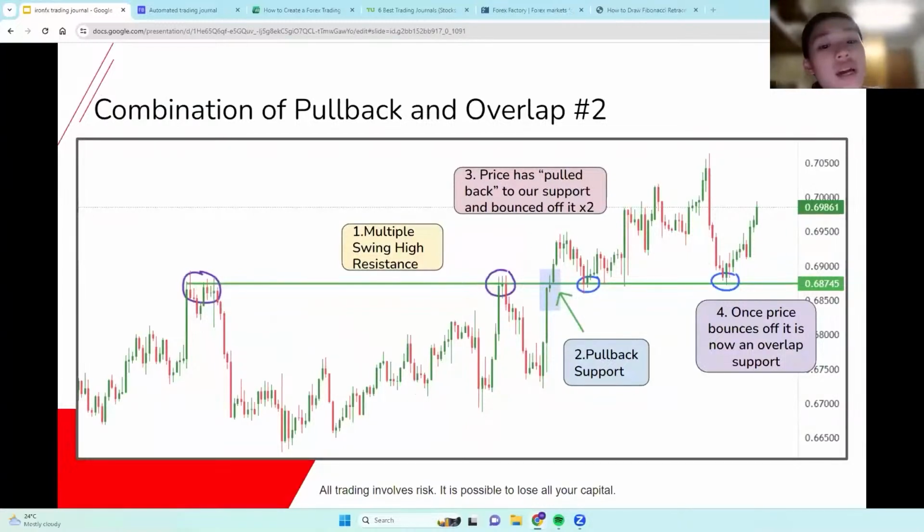Okay, in our second example, we see two swing highs lining up. So we have a swing high resistance. Price has surpassed this level as well, making it a pullback support. Here we can expect price to retrace to that level, so you take note of the blue circles. Price bounces off this level twice, making it a strong overlap support.